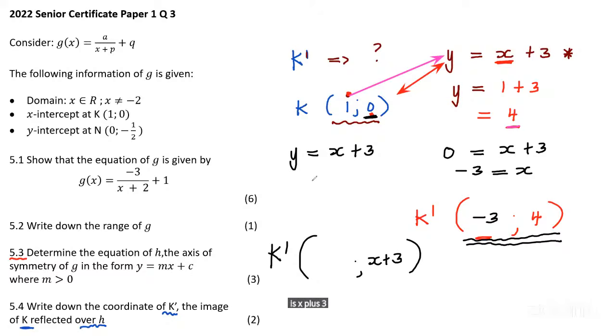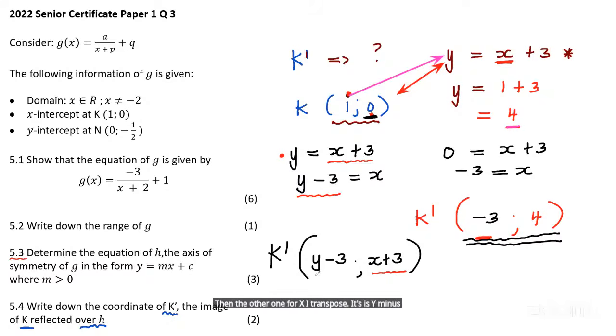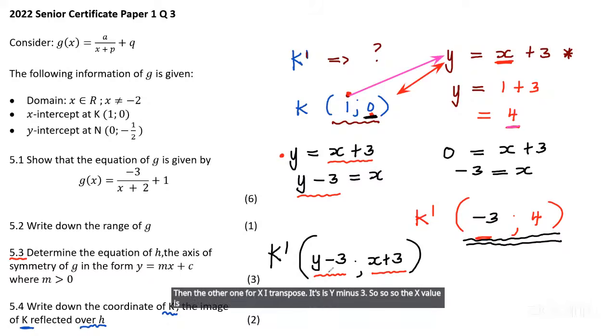In the new one, the X value is Y minus 3. That's basically what happens. You take the original, you are given the Y value. It's X plus 3, where X is 1, then I get Y as 4. Then for the other one, for X, I transpose: it's Y minus 3. So the X value is Y minus 3, where Y is 0, 0 minus 3 gives you -3. So this is another way to look at it.